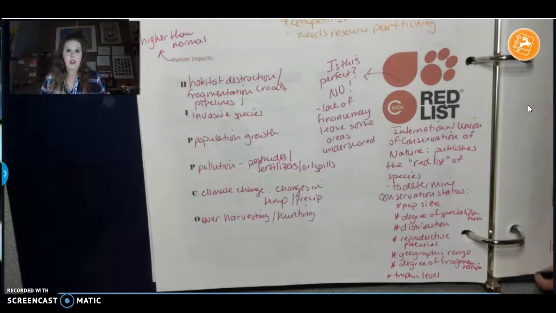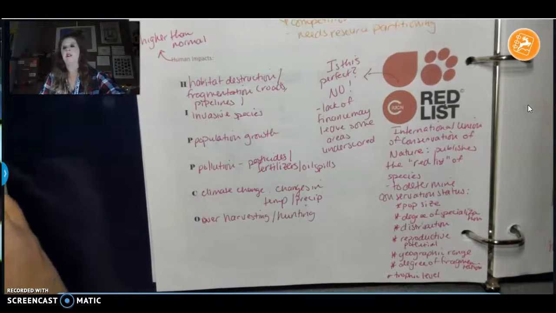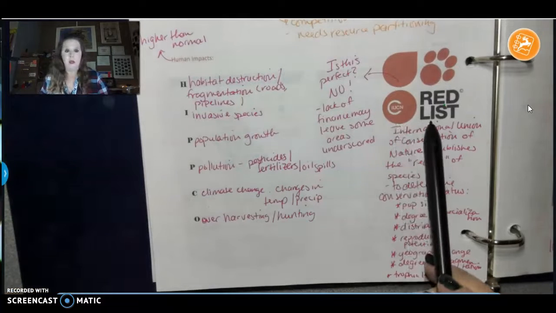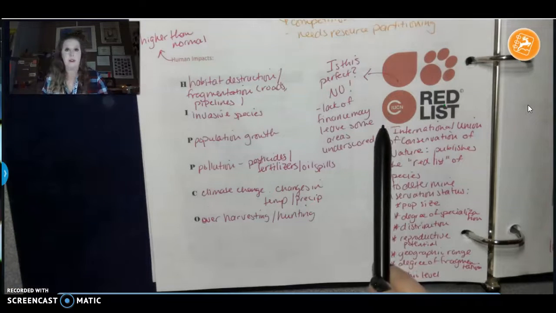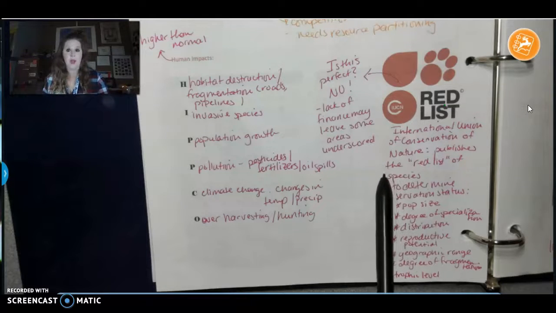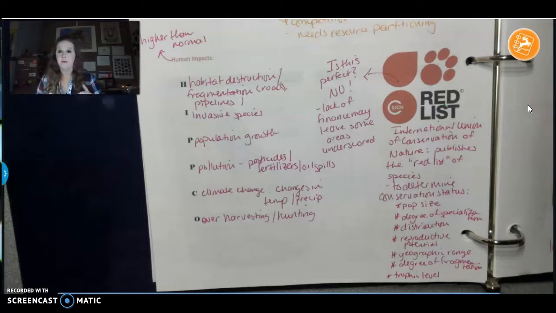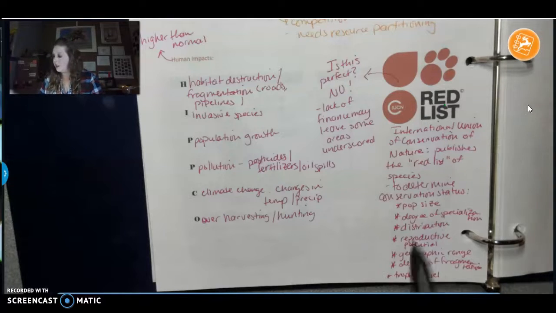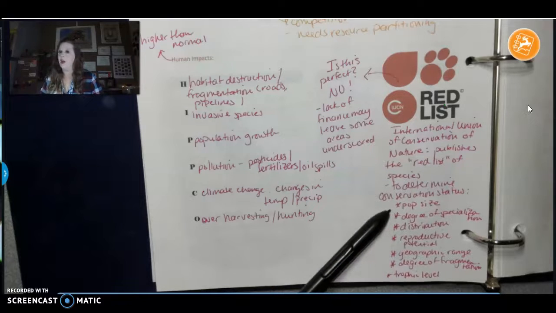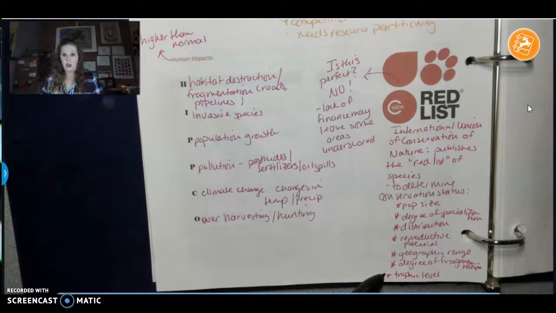Now, the way that we monitor and track endangered species, and how does an animal even become classified as an endangered species? We look at the red list. So the red list is created by the IUCN. The IUCN is the International Union of Conservation of Nature. Okay? They're the ones that publish this red list. So in order for an organism to be classified as endangered on the red list, it has to meet these requirements right here. Okay? It doesn't have to meet all of them, but the more of these conditions that are met, the greater chance it will be put on the list.